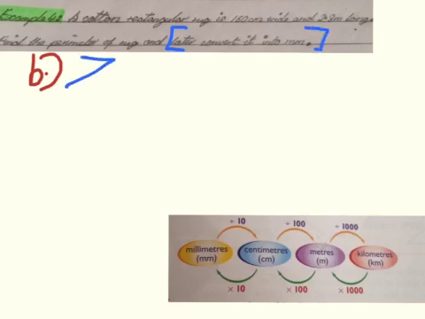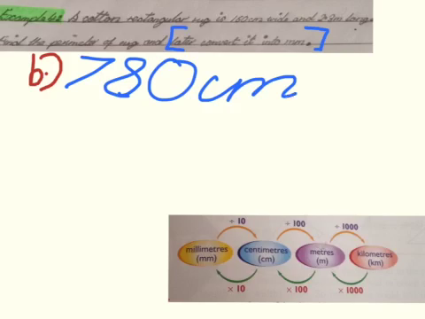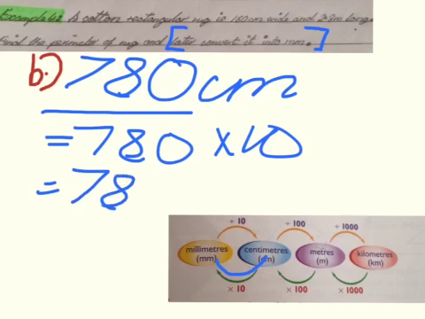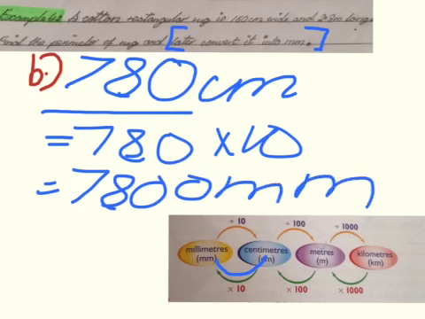Now we do the next part, which is later converted into millimeters. As we saw, the answer was 780 centimeters. We have to be very careful with our multiplication, so we shouldn't rush into it. Now we're going from centimeters to millimeters, that means we need to times it by 10. So 780 times 10 gives us the answer, 7,800 millimeters, which is the correct answer.